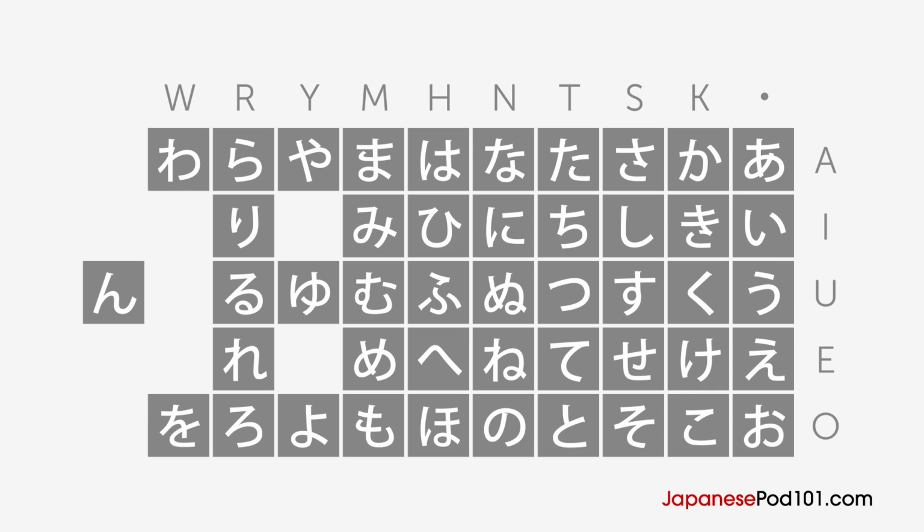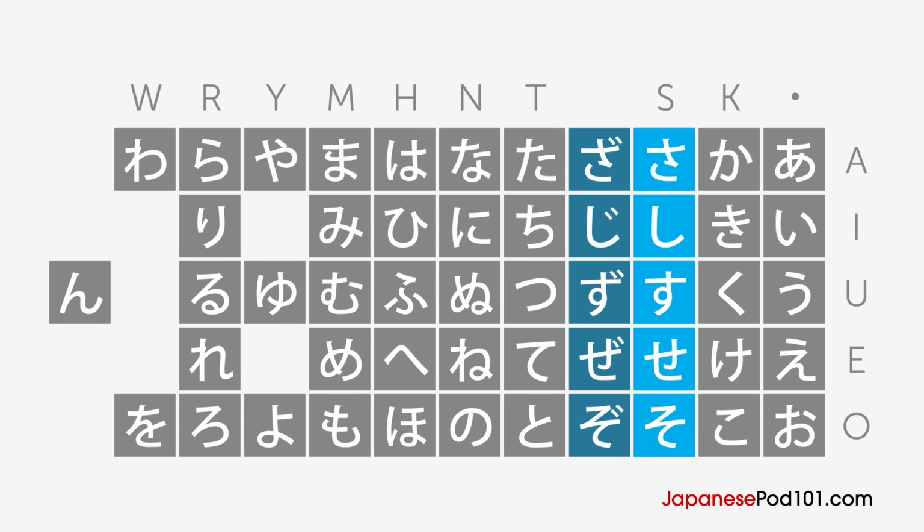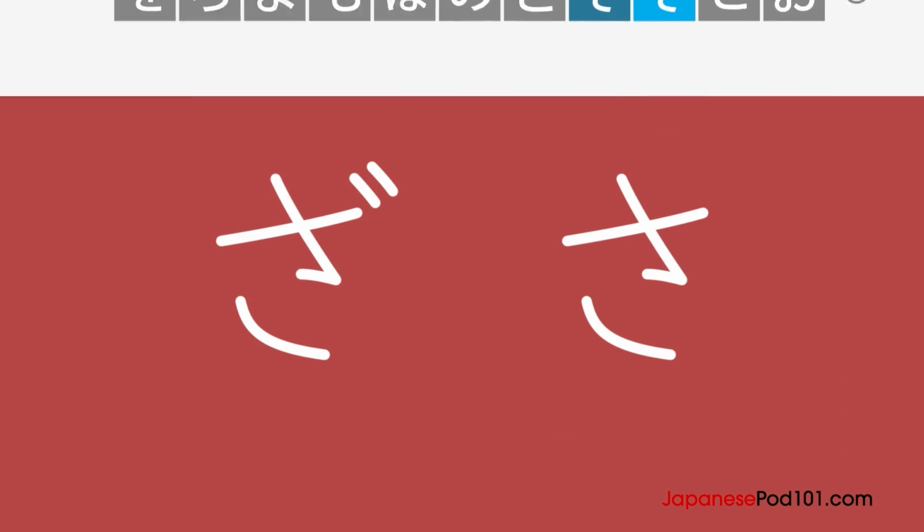All of the characters in this column can also be altered by a dakuten. Can you try and guess what the new sound will be? It will be za. Do you notice the difference? Sa, za, sa, za.